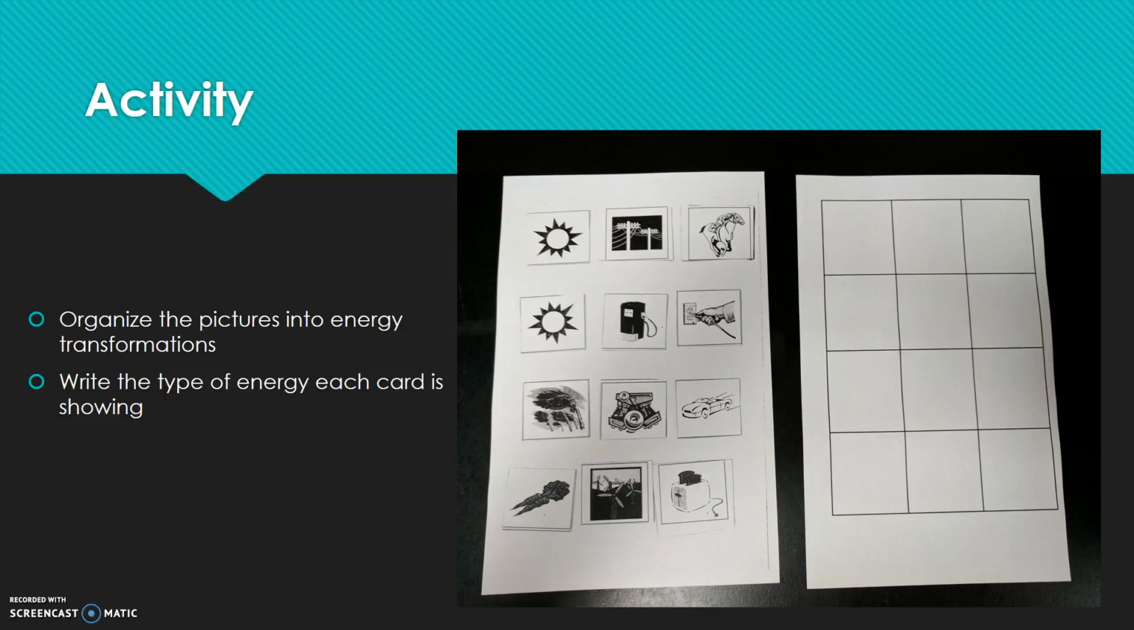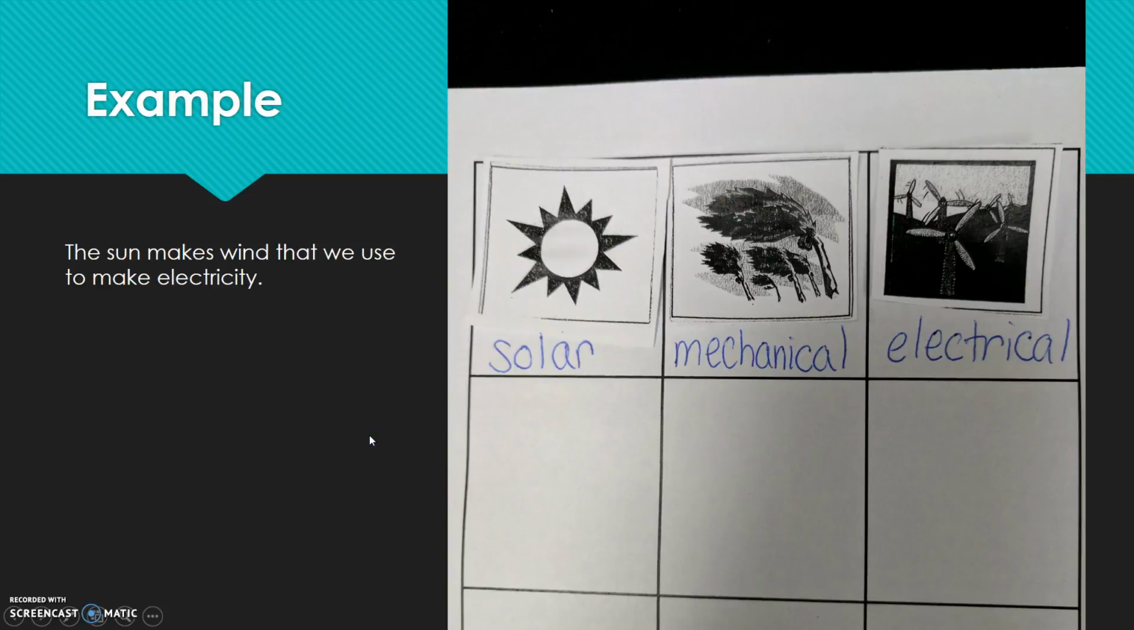And what you're going to do is these cards need to be labeled with the type of energy that each card is showing. So let me go ahead and give you an example because you might be confused as to what you're doing right now. So here's your example, okay? And you can go ahead and cut out these pictures and put them exactly as I have them. So I'm giving you one, so you only have to do 3, okay?